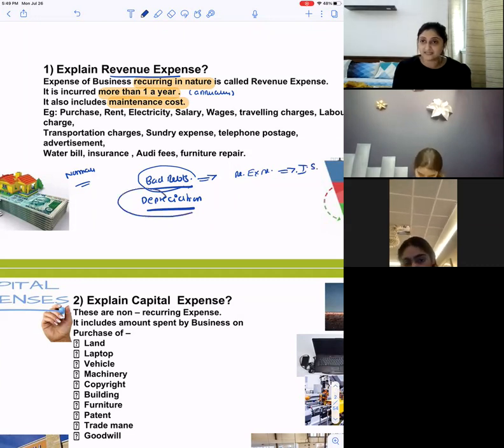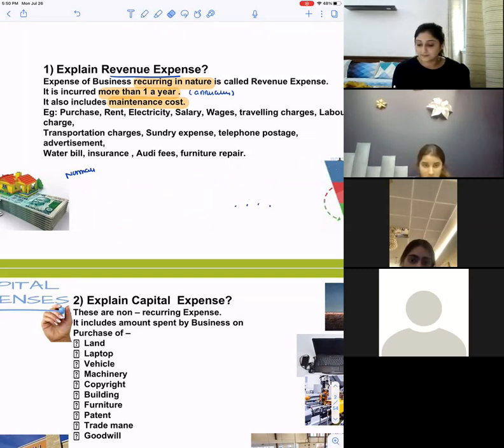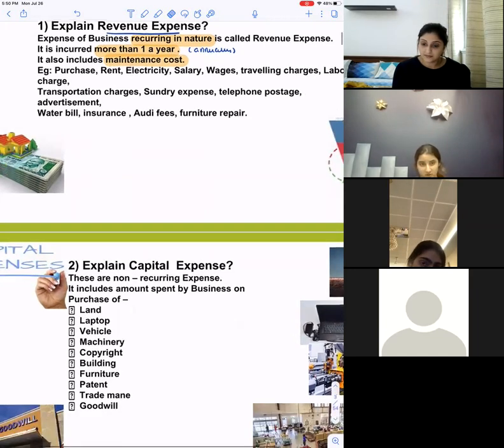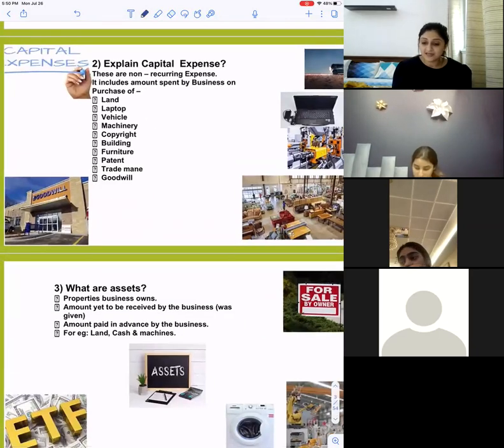Depreciation, what type of expenditure? Ira, depreciation, what type of expenditure? Yes, I think it's also revenue because you do it once a year. Every year you do it. Okay. Capital expenses, things that you need to remember: non-recurring, and it is done to purchase non-current assets.